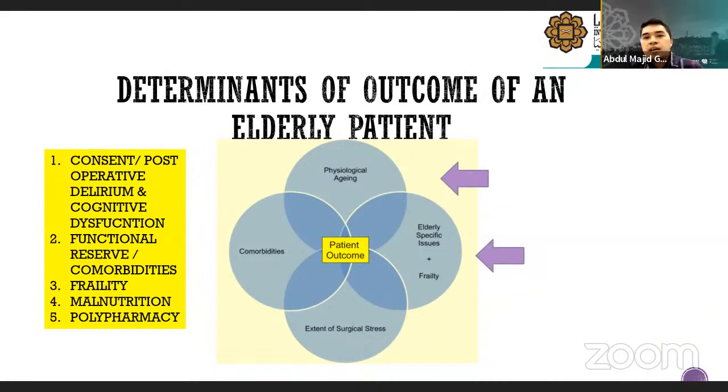So in this overview lecture, there are 2 things that I will be talking about. Number 1 is physiological aging, and number 2 is elderly with specific issues and also frailty. And at the end of the lecture, I'll be talking about prehabilitation.